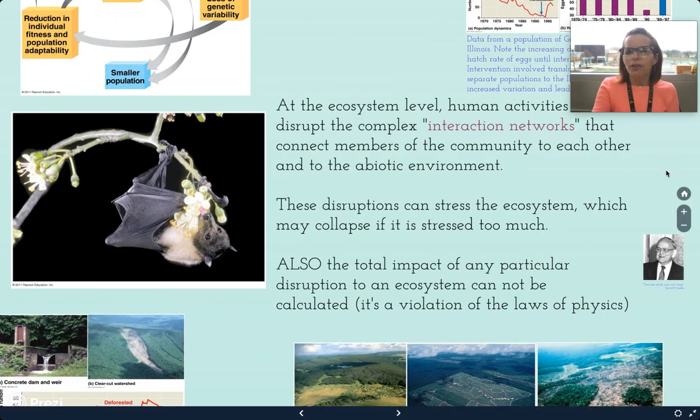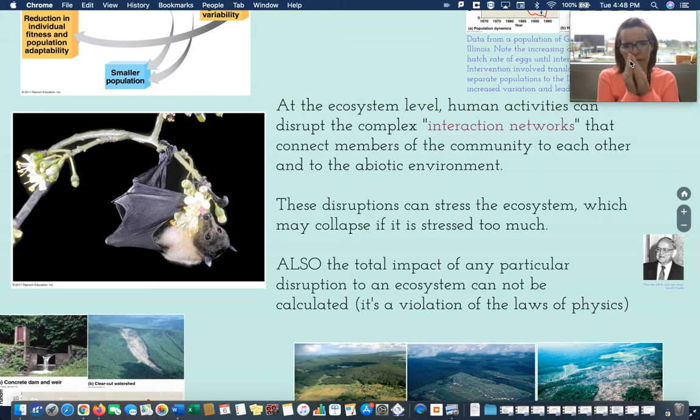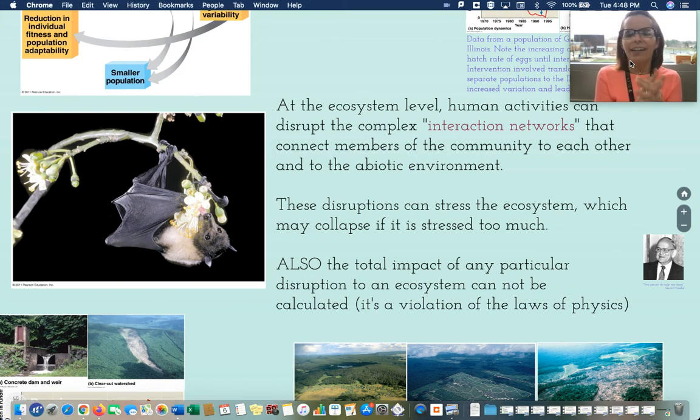At the ecosystem level, human activities can disrupt the complex interaction networks, I'll comment on that in a second, that connect members of the community to each other and to the abiotic environment. These disruptions can stress the ecosystem, which may collapse if it is stressed too much. Also, the total impact of any particular disruption to an ecosystem cannot be calculated. It's a violation of the laws of physics. I wouldn't say it quite that way, but let me make the author's point here.